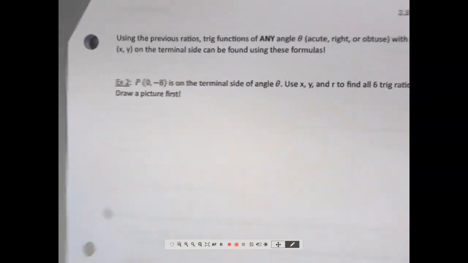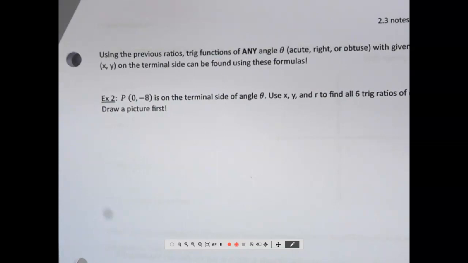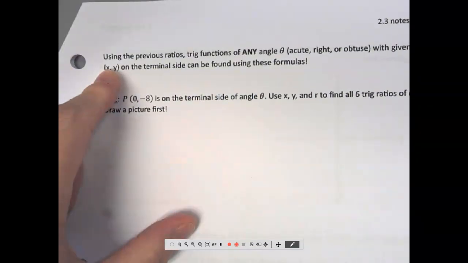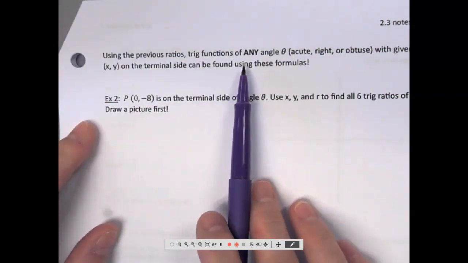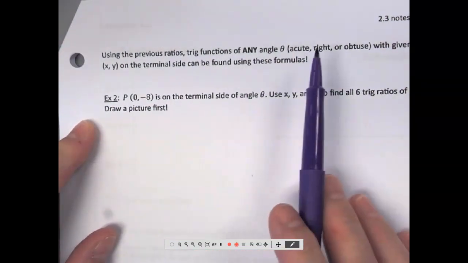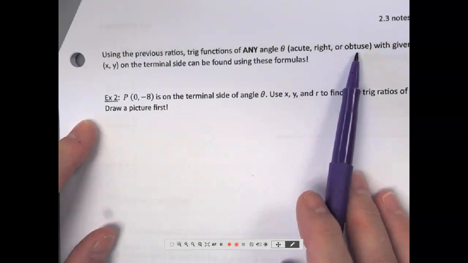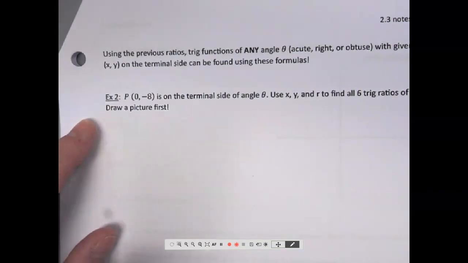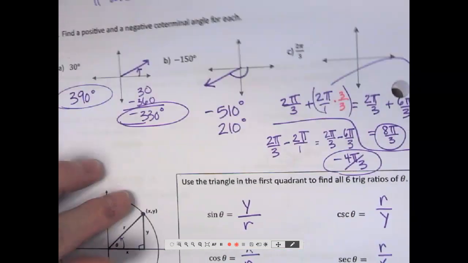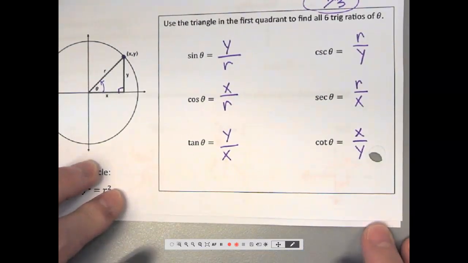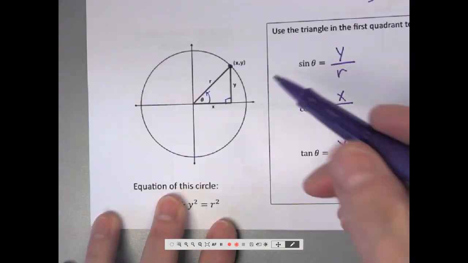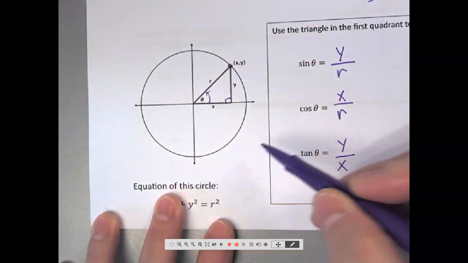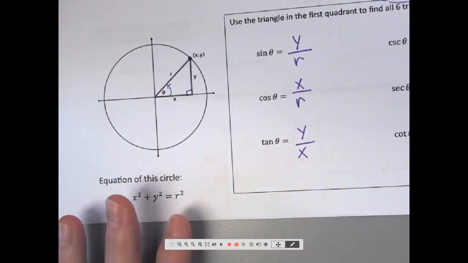All right, so this is really cool, y'all. Remember someone said, why can't we use the 90 degrees? Using the previous ratios, trig functions of any angle, acute, right, or obtuse, with given point xy on the terminal side can be found using these formulas. So, this tells me that I can use this as a rule or a formula, and no matter where my ordered pair is, I can find those 6 trig ratios.